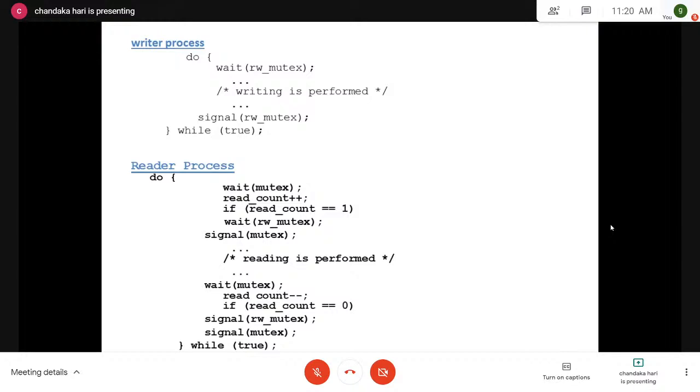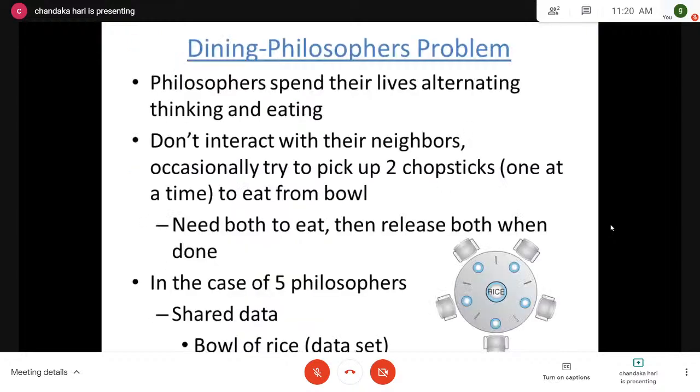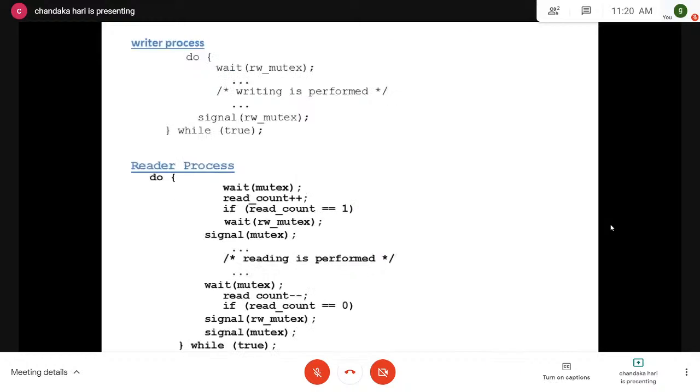So while one person is reading, any number of readers is allowed, while no one is eligible for writing. When one person is writing, no one is allowed for reading or writing. This is how we have solved the reader writers problem.